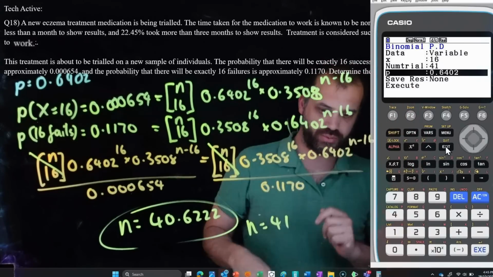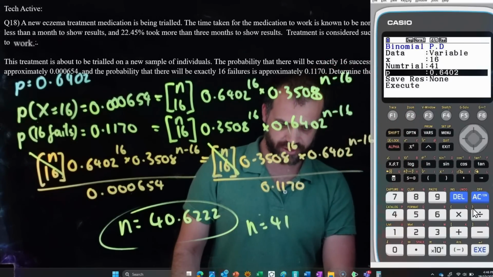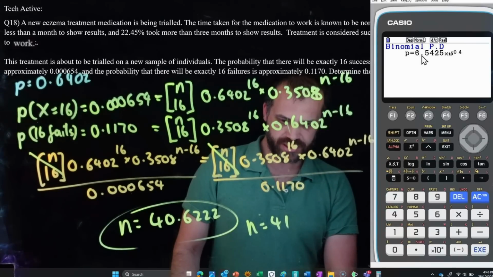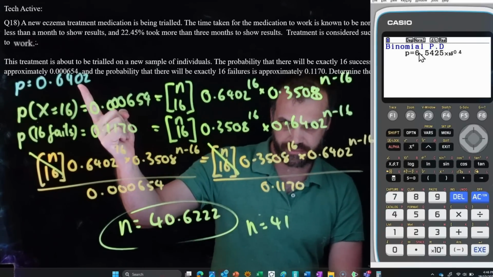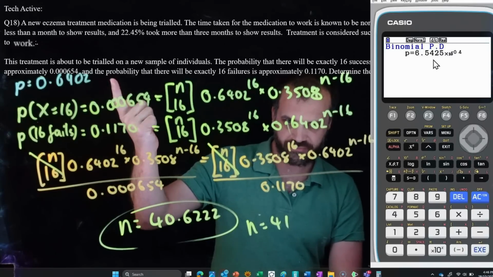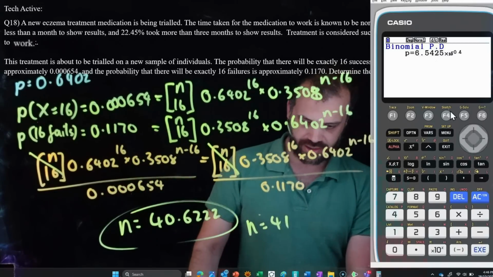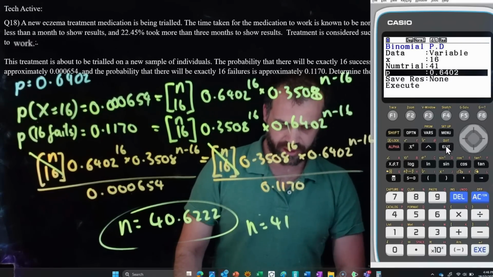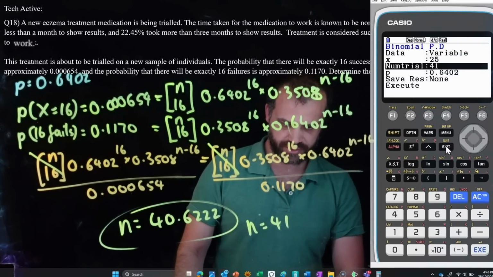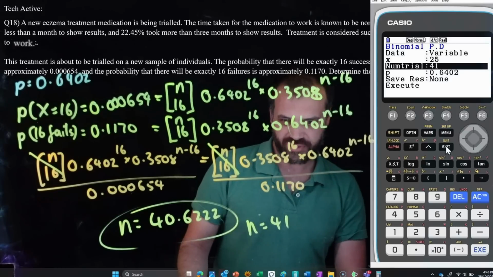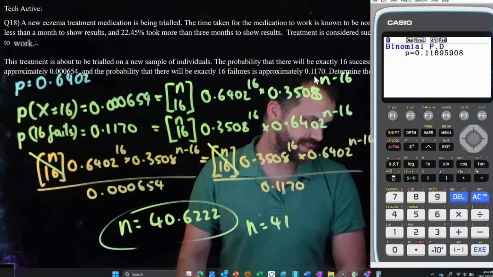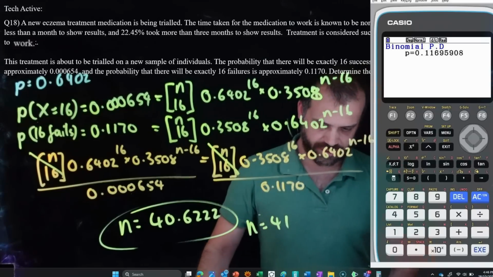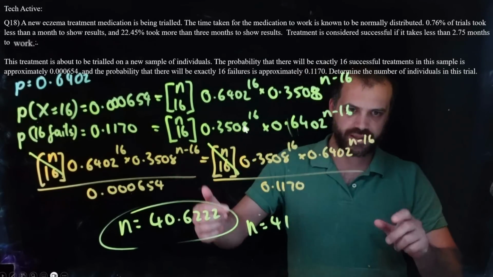16 successes, 41 trials, probability 0.6402. 6.54, yeah, this number right here, 0.000654, etc. And then we can do the same with 25 successes, which is 16 failures. And we get 0.11695. Very close to this 0.1170. All right, I am happy with that.